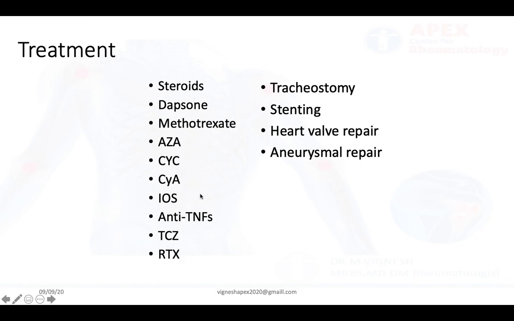In refractory uveitis, you might even need to administer intraocular steroids. Anti-TNF, tocilizumab and rituximab are indicated in refractory cases. If the patient develops a subglottic stenosis with stridor, you need to go for a tracheostomy. Strictures can be managed by stent. And if the patient develops regurgitation, you need to go for repair. And if the patient's aneurysms are symptomatic, you need to go for repair.